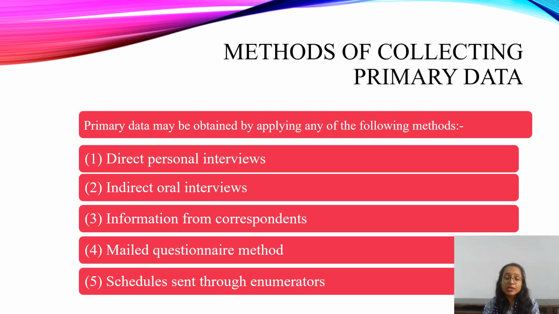Now, there are various methods to collect data. So, let's start with the first one. Firstly, we will study all the categories, like in how many ways you can collect primary data. It can be obtained by applying any of the following methods: direct personal interviews, indirect oral interviews, information from correspondents, mailed questionnaire method, and schedules sent through enumerators.